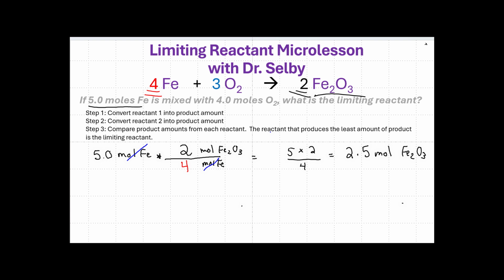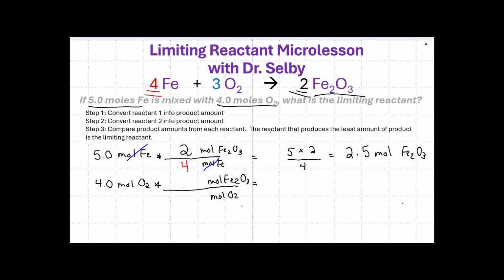Step 2 is convert reactant 2 into product amount. And so I was given 4 moles of the oxygen. So I'll start with that given: 4.0 moles O2. I want to convert those moles of O2 into moles of product. So moles of O2 goes on the bottom, so it cancels. And then the moles of the product goes on top: moles of iron 3 oxide, Fe2O3.